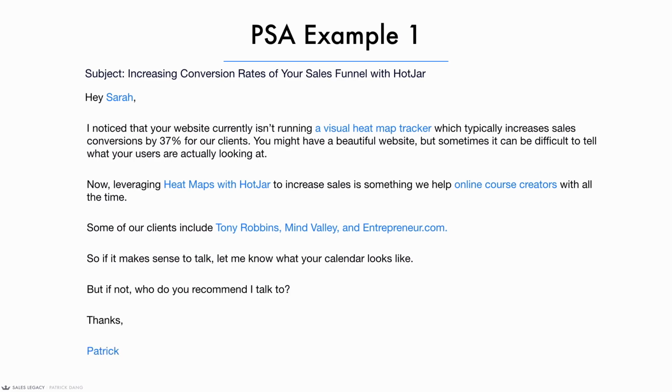Thanks, Patrick. So in this example, I'm keeping it short and sweet. I'm saying, hey, your website isn't running any visual heat tracker. And they might be thinking, what's a visual heat tracker, right? And then you say, okay, well, whatever it is, it makes more money for our client. And so here, there actually is the opportunity to explain a little bit more of what Hotjar is, right? So you can add another paragraph right here if I wanted to. And then from there, you say, leveraging this is something we help online course creators like you with all the time. So let me know if it makes sense to talk. Some of our clients include Tony Robbins, Mindvalley, Entrepreneur.com. So very simple strategy in just pointing out a problem, showing how you can solve it, doing your little pitch, including social proof, and then a call to action at the end.